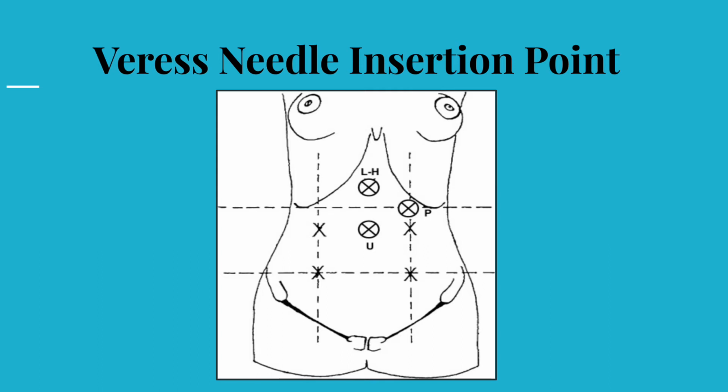The most commonly adopted insertion point would be the Palmer's point, which is 3 centimeters below the left subcostal region at the mid-clavicular line. Palmer's point is favored because it almost has a zero risk of causing major vessel injury, as well as ease of insertion in a very obese or very slim patient.